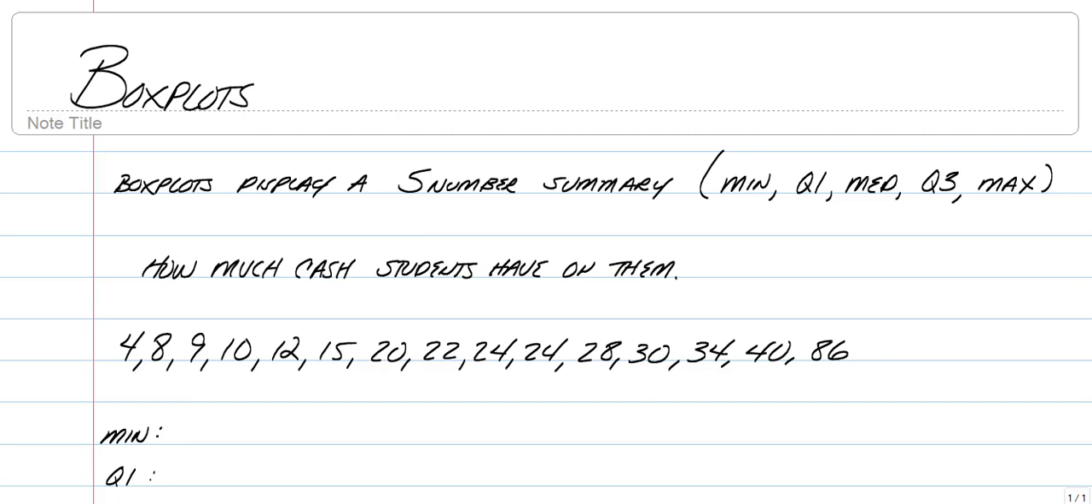In this video I am going to teach you how to create a box plot. Now a box plot represents your 5-number summary. A 5-number summary is your minimum, your first quartile, your median, your third quartile, and your maximum.